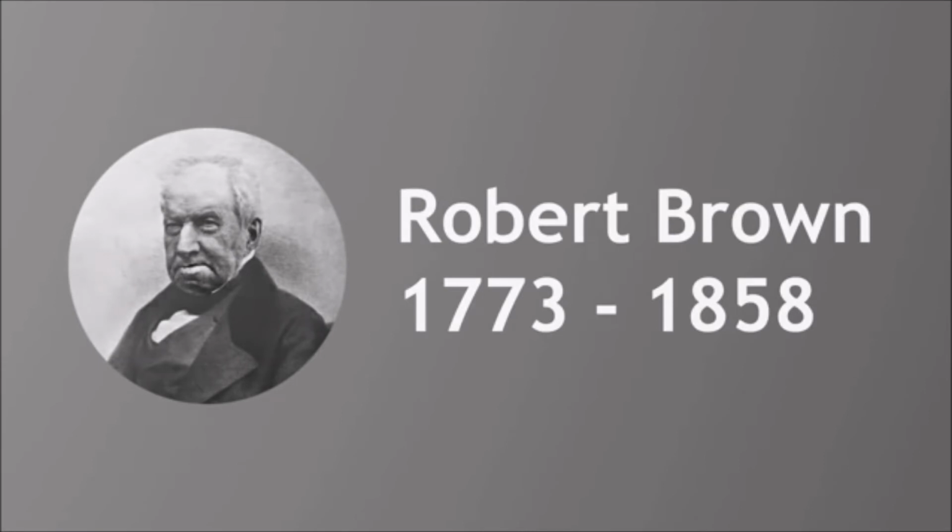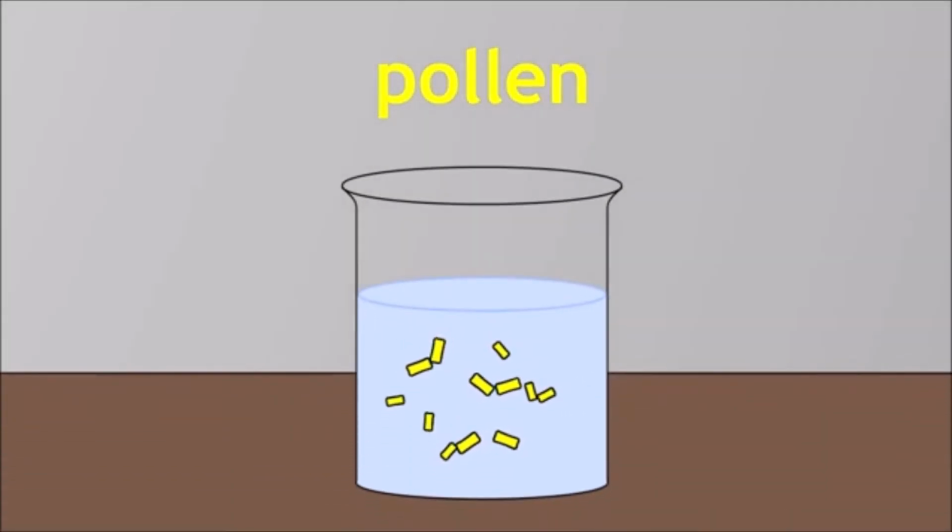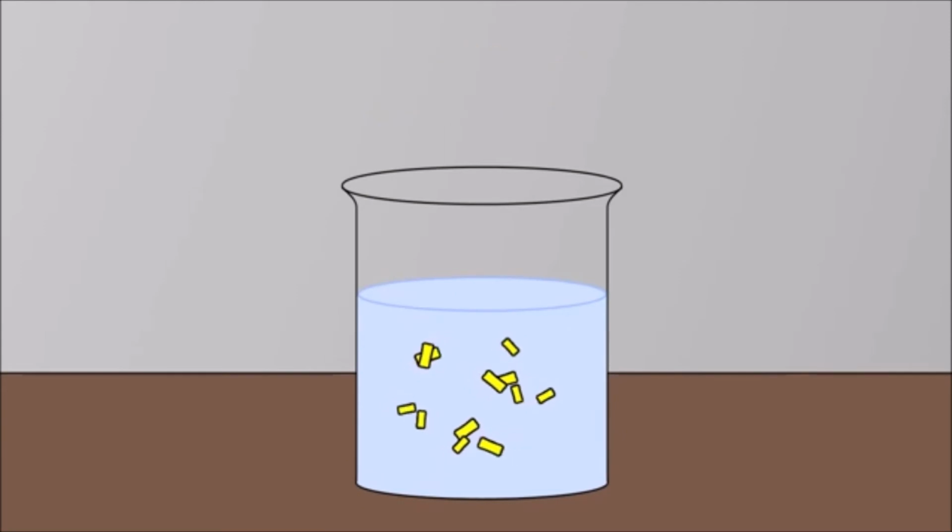This effect was first observed by scientist Robert Brown. He was looking at pollen grains suspended in water under the microscope, and he wondered why they jiggled around. He thought that the pollen was alive. It was later that scientists realized the importance of his discovery.